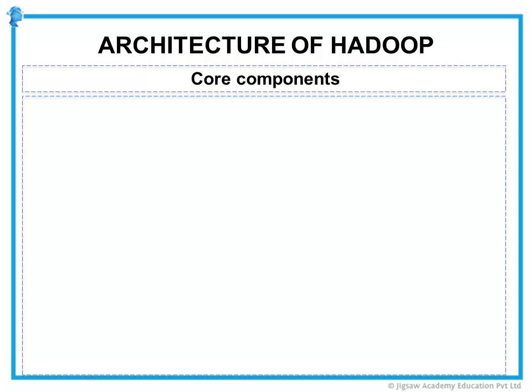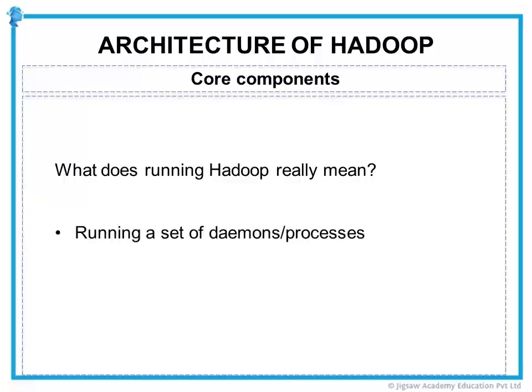Before we move on to setting up Hadoop, it is really important for us to recall Hadoop's architecture. So let us quickly and briefly recall the architecture of Hadoop. What does running Hadoop actually mean? It means running a set of daemons or processes on different machines. The different processes are responsible for handling the two core components of Hadoop: HDFS, which serves the purpose of distributed storage, and MapReduce, which is responsible for the parallel processing framework.